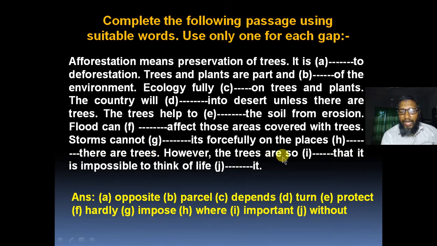However, the trees are so important or so vital that it is impossible to think of our life without it. So life is a noun and it is a pronoun. So it needs a connector to make a connection between the noun and the pronoun. So we can use a preposition here. It is impossible to think of life without it.